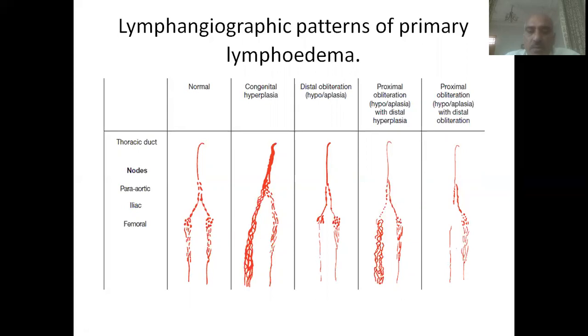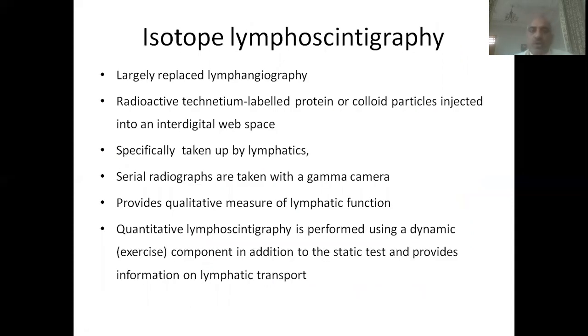Previously lymphangiography was practiced, but now it has become obsolete because many other better investigation techniques have evolved over time. So now isotope lymphoscintigraphy is performed. In this, a radioactive technetium-labelled protein or colloid particle is injected into the interdigital space, which is taken up by the lymphatics and then detected by the gamma camera. Now it provides a qualitative measure of lymphatic function.